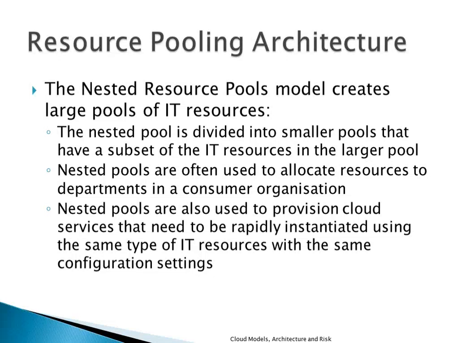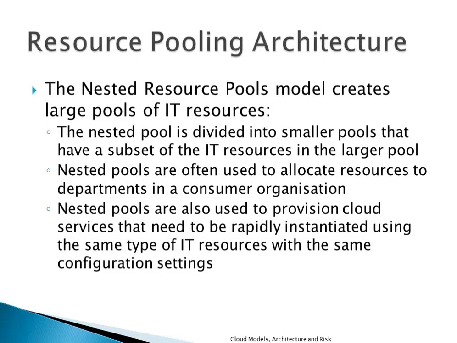The ATO might get a large pool of resources, of compute resources, network resources, storage resources, and so on. And then they might have two or three nested pools under that, and they might give control over one of those nested pools to a business unit within the ATO, and the second pool to another business unit, and so on. And so they then use that for their particular tasks, each of those being separated and controlled by a separate part of the same organisation.